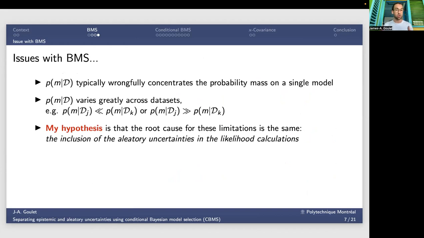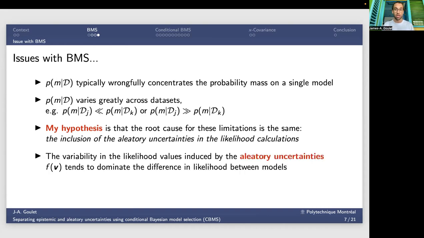So my hypothesis to explain this is that the root cause for these last two limitations is the same. It's because we include the aleatory uncertainties in the likelihood calculations. The variability in the likelihood values induced by the aleatory uncertainty, so this is my noise process, that is my sigma v square zero-mean observation error process, will tend to dominate the difference in the likelihood between models. So the change in likelihood caused by my aleatory error process causes more change in my global likelihood than the difference in my two models, for example the difference between a period of 363 days or 367 days.